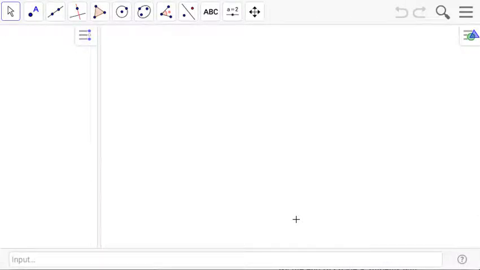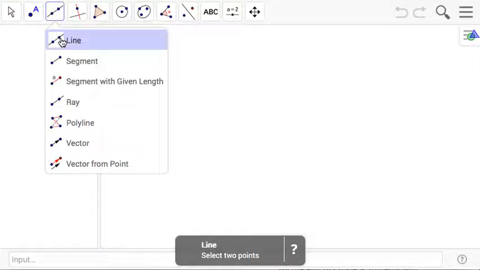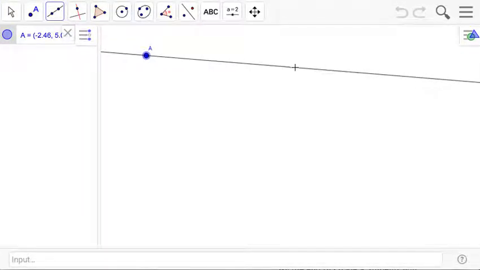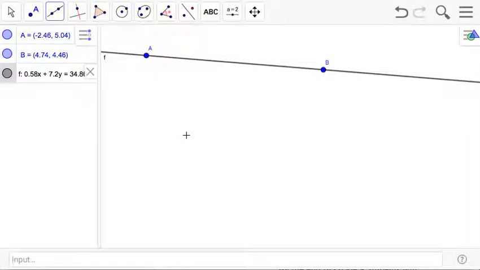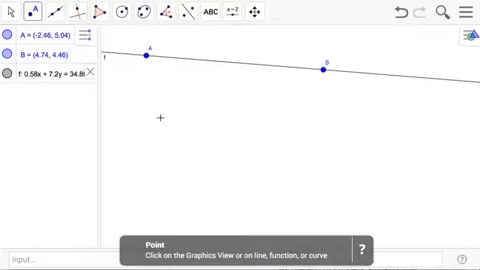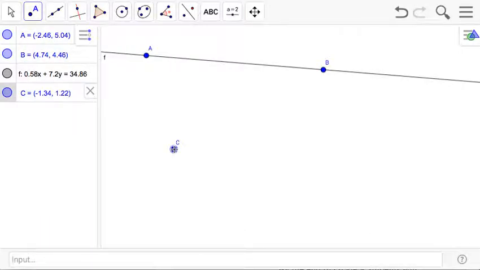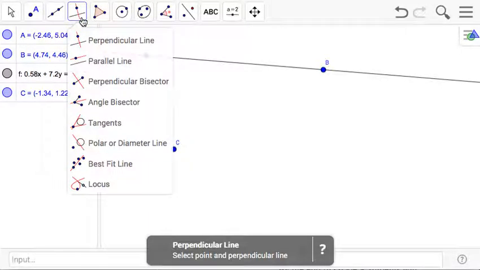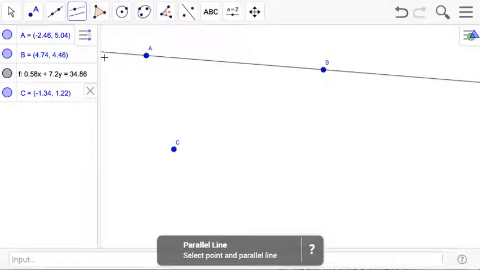Now what I want to do is draw parallel lines. So I'm going to go to my Line tool, and I'm going to draw my first line. Then I need to make a point somewhere not on that line, so I'll make my point here. Then I go to this tool here. This lets me draw perpendicular and parallel lines. I need a parallel line.